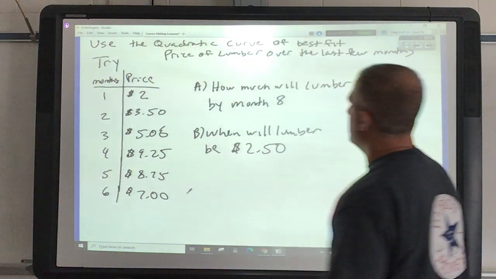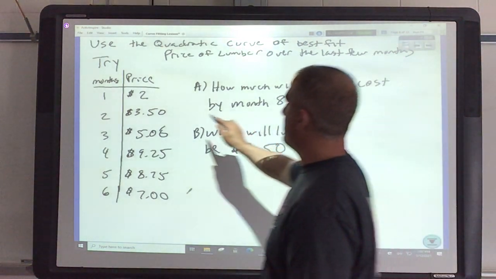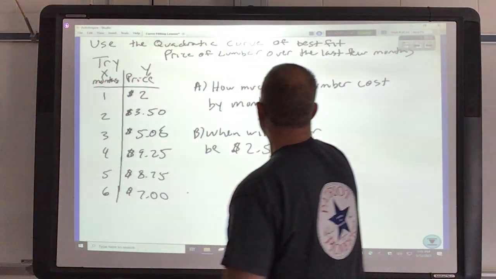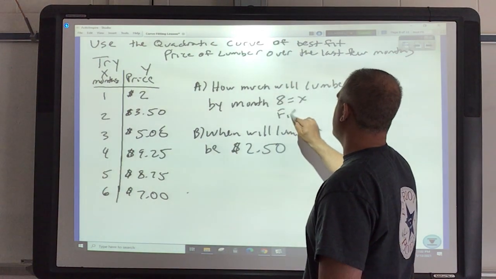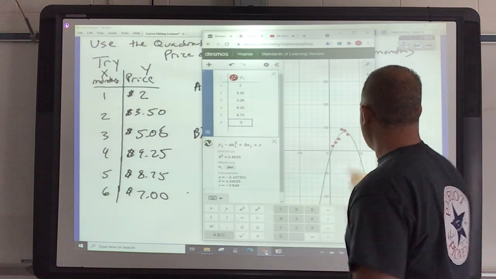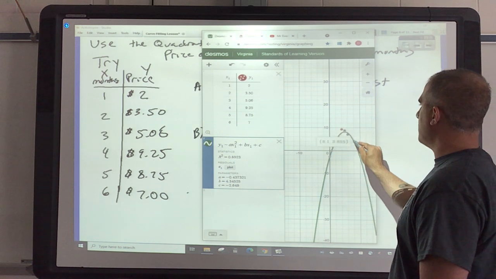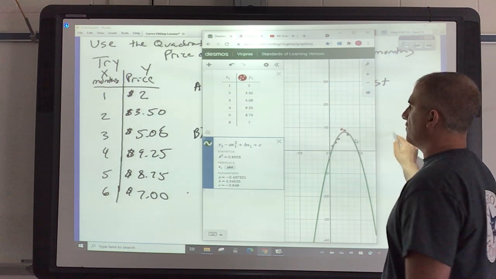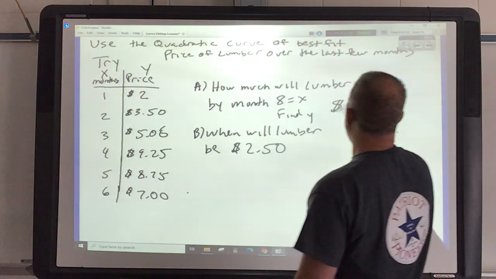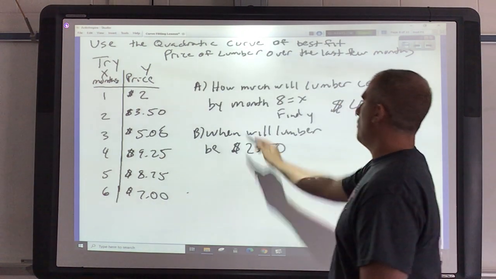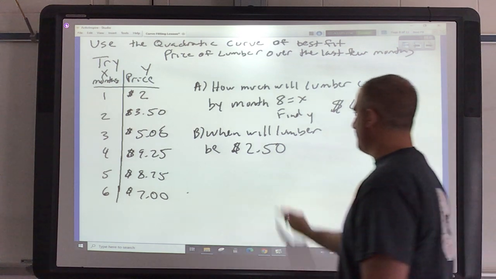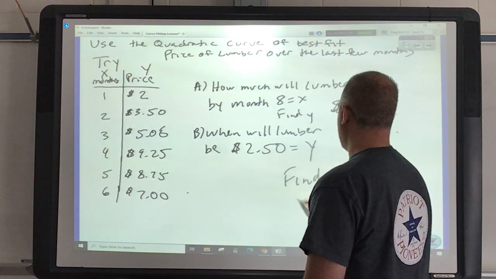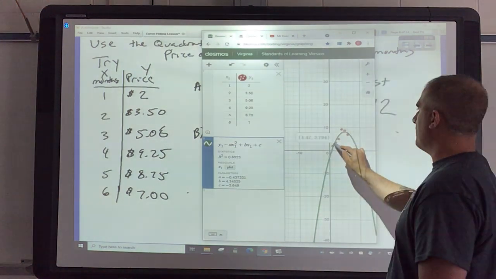Now, this is how much will lumber cost by month 8. So this is months X, Y. What did they give me? They gave me X, so I've got to find Y. So I look at where X is 8, and it's about $4.12. When will lumber be $2.50? They gave me Y, I've got to find X. So Y being $2.50.